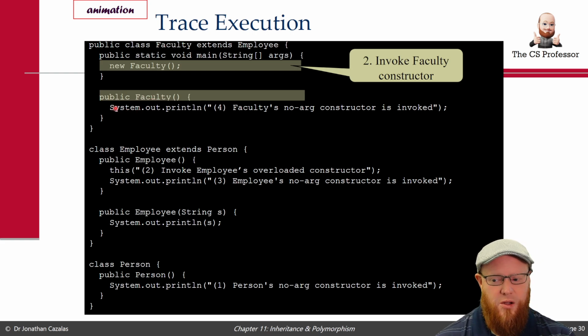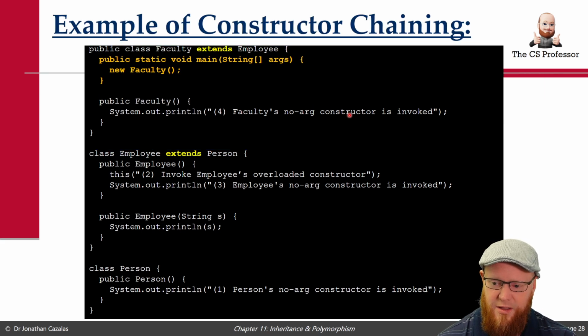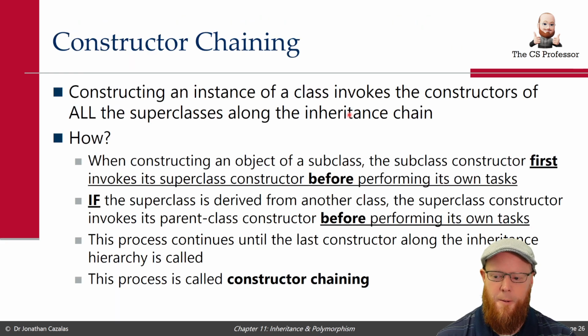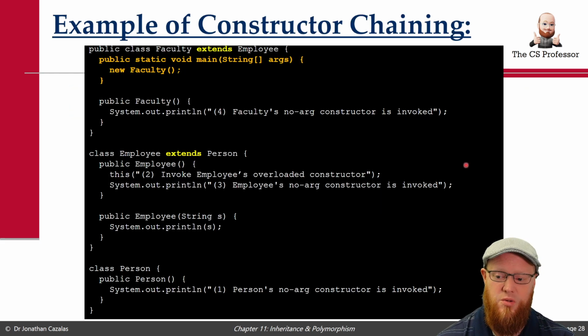Inside this faculty constructor, we have a print statement. We have a print line where we want to print something, but we're not going to execute that yet. You might say, well, it's the only line of code there. It is the only line of code, but what did that last instruction say? If I come back, no problem in doing so. It says when constructing an object of a subclass, the subclass constructor, before anything else, invokes the superclass constructor before it performs its own task.